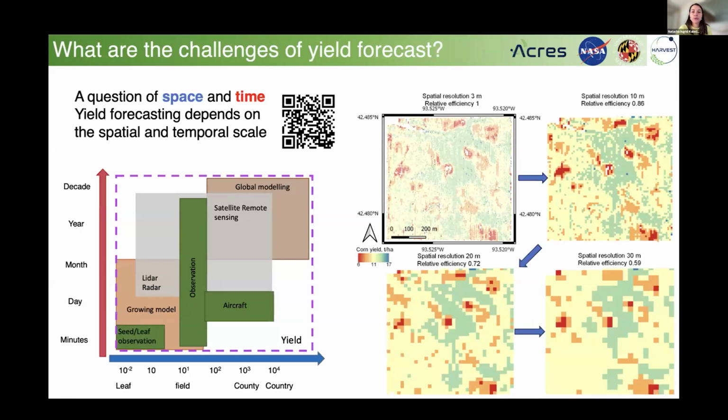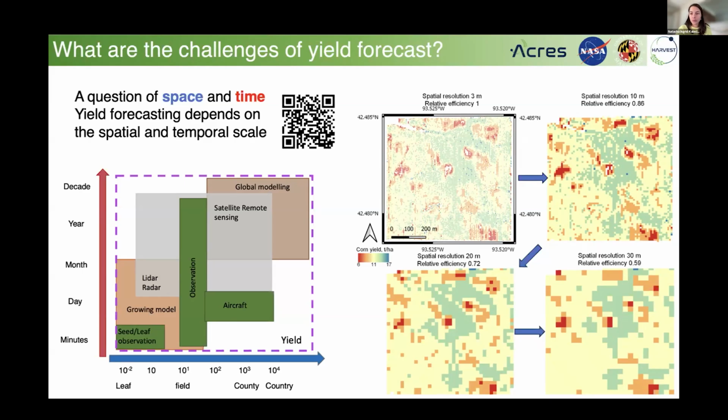So what is the challenge of yield forecasting? It's hard to build a yield forecasting model because it depends on the space and time scale. You can see on this figure on the right the corn yield over a field in Iowa. When you aggregate this yield from 3 meter spatial resolution to 30 meter spatial resolution, you decrease the yield variance drastically. So you can imagine if we upscale again from a field to a subnational level and then national level, what kind of yield do we want to predict?